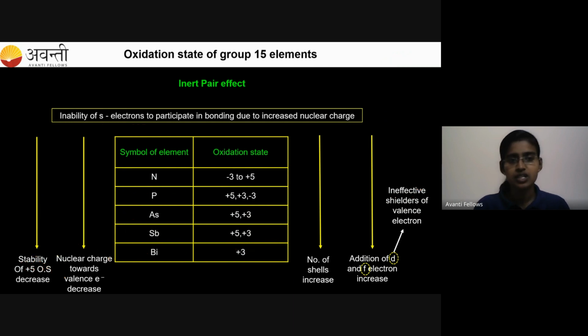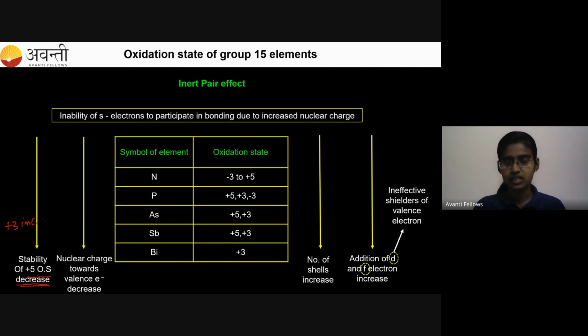The attraction of the nuclear charge towards the valence electron gets stronger, and the stability of the +5 oxidation state decreases, or we can say the stability of the +3 oxidation state increases on moving down the group. Clear for all?